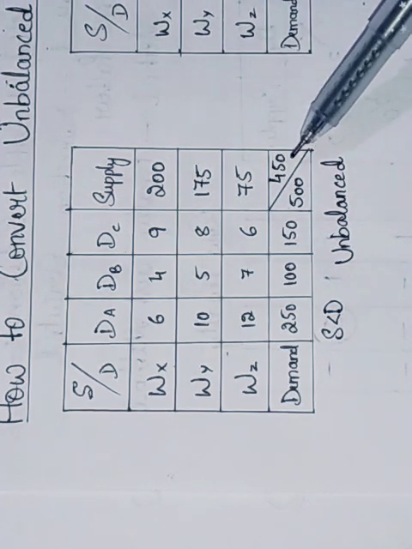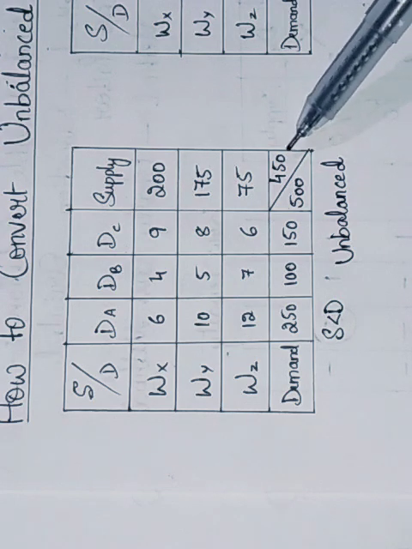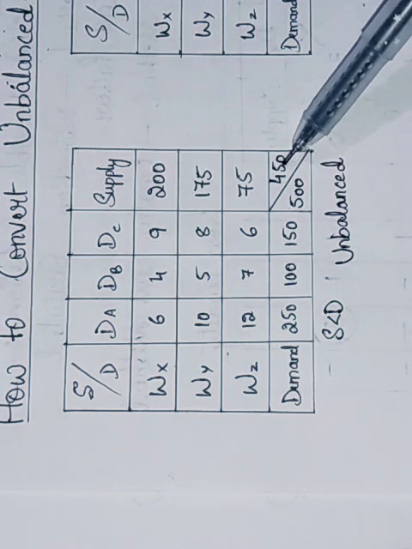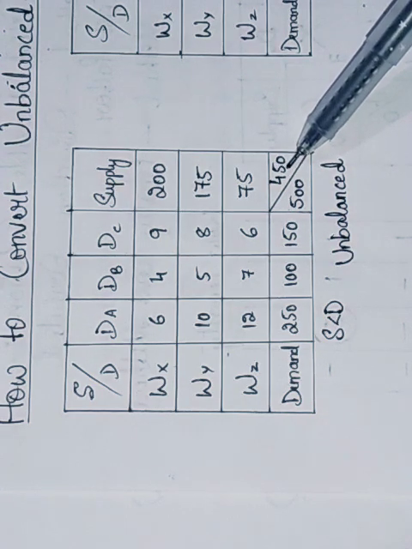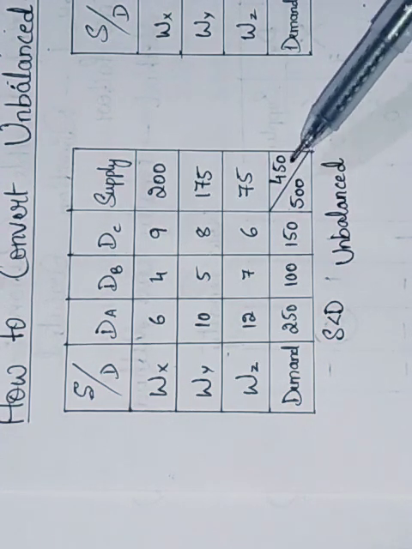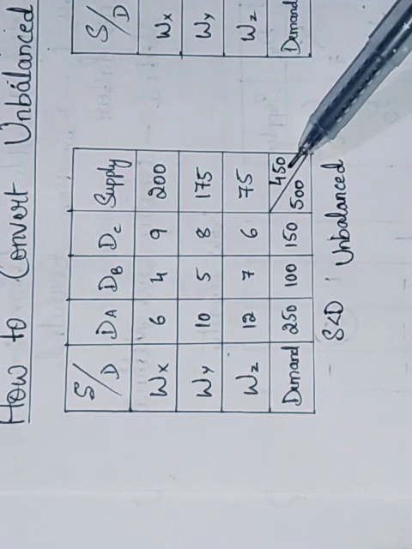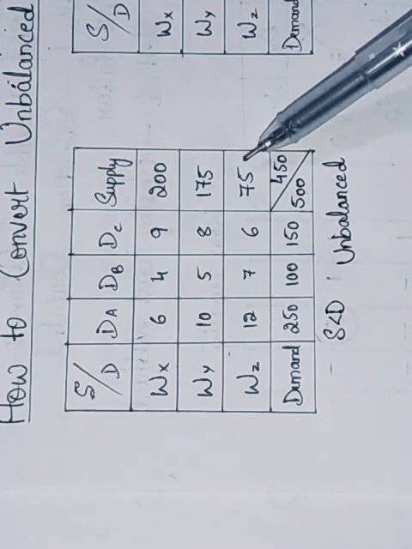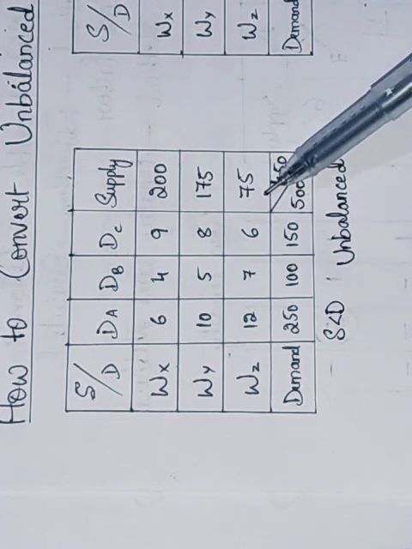See here, supply is 450 units, demand is 500 units. So in order to convert this into a balanced problem, we need to increase the supply units by 50 so that it will become 500, equal to the demand. So we have to increase the units of supply till it becomes equal to the demand. How many units do we have to increase? 50. So in this case, supply is less than demand, so we have to introduce one more dummy warehouse which is going to produce 50 units.